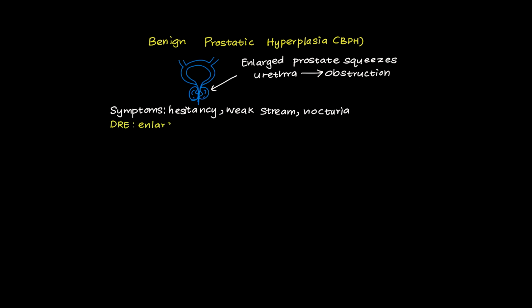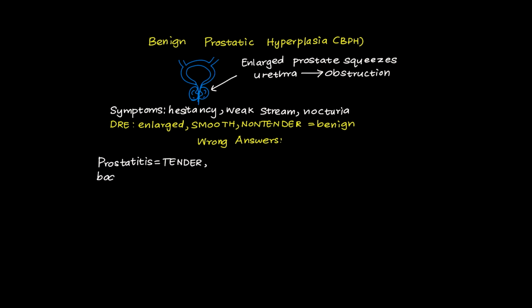The DRE findings are key to this question. The prostate is enlarged but smooth and non-tender. Smooth and non-tender tells you this is benign growth, not infection or cancer. Acute bacterial prostatitis would give you a tender, boggy prostate with fever, chills and painful urination. The gland would hurt when you touch it.